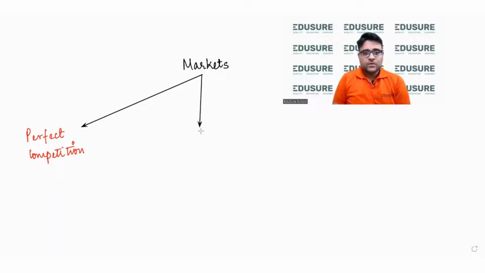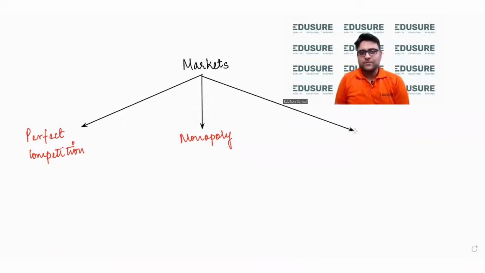The second market form, which we just considered, was the case of a monopoly, wherein I have a single seller and they have complete control over the prices. And we saw different cases of price discrimination as well in the case of the monopolist.